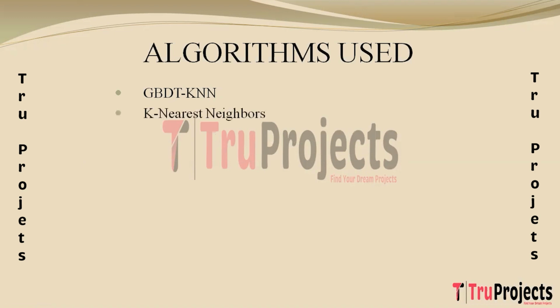The second algorithm built is k nearest neighbors, that is KNN. It classifies data points based on the majority class of their k nearest neighbors. It is robust and simple and is effective in identifying similar patterns in network traffic data.